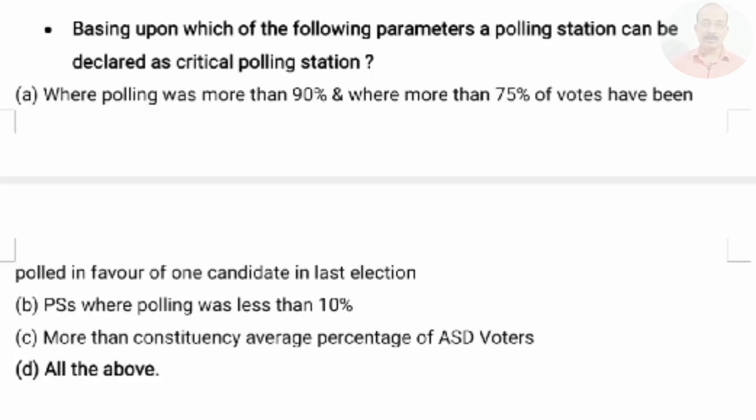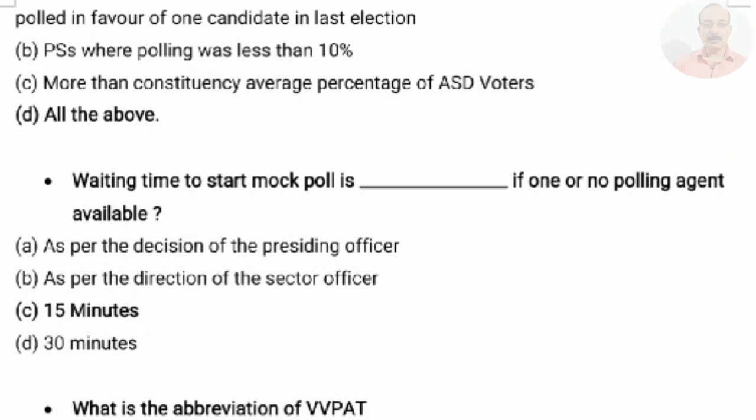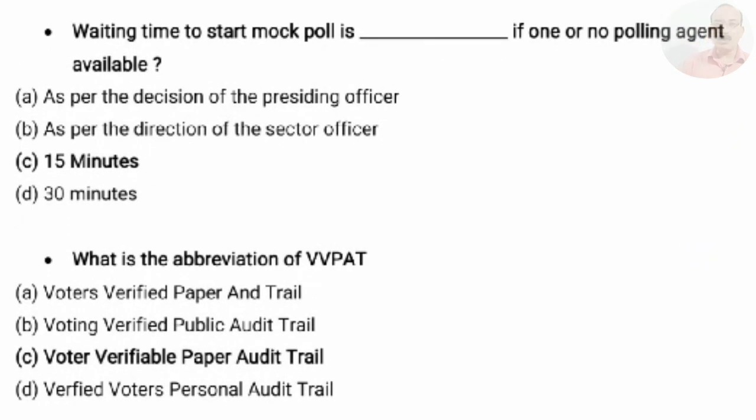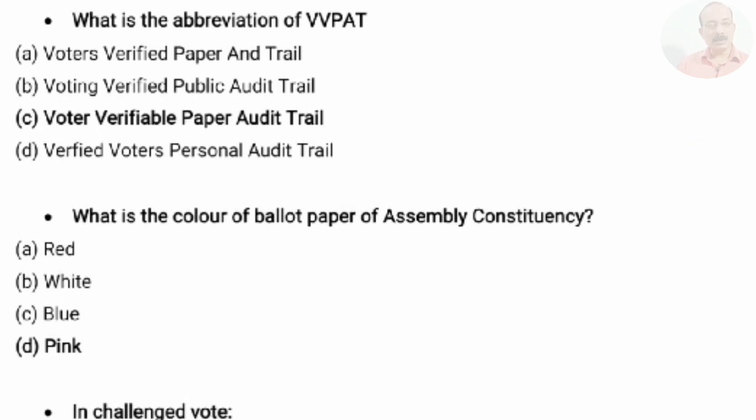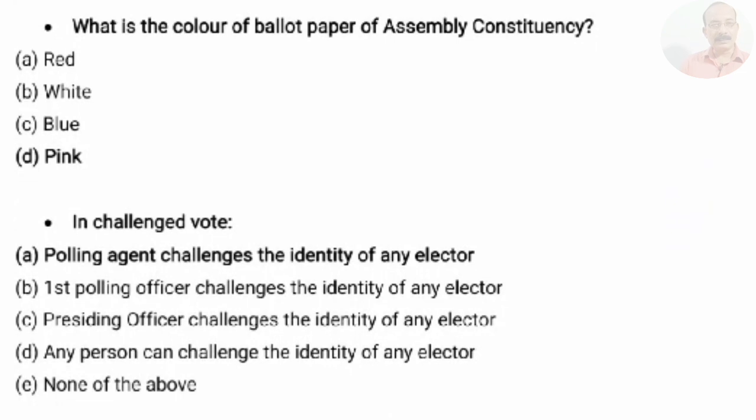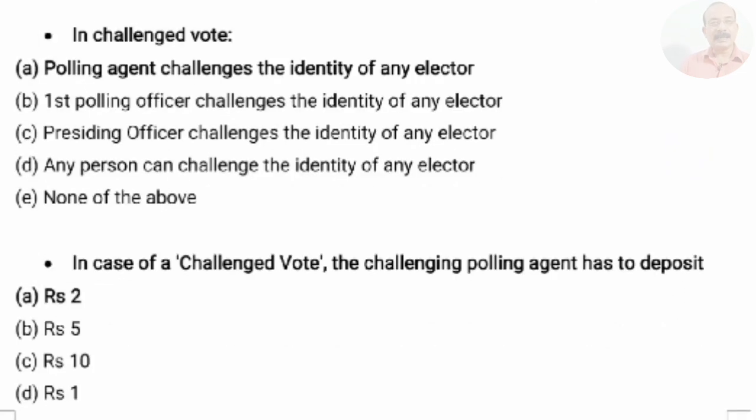Basing upon which of the following can a polling station be declared as a critical polling station? All of the above. Waiting time to start the mock poll is dash if one of the polling agents is available. 15 minutes. What is the abbreviation of VVPAT? Voter Verified Paper Audit Trail. What is the color of the ballot paper of Assembly constituency? Pink.